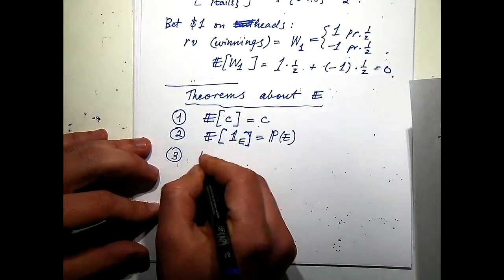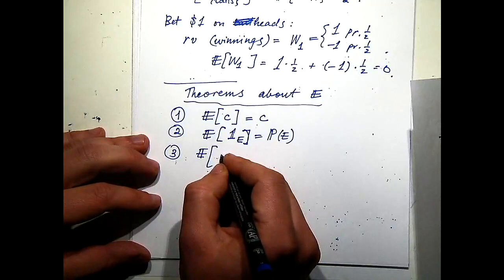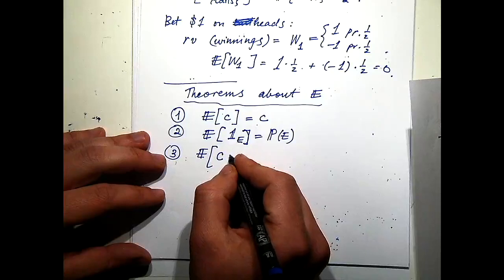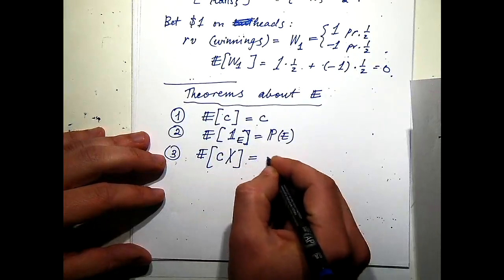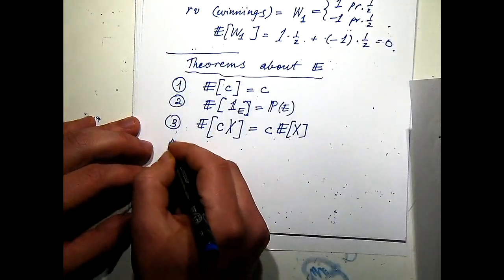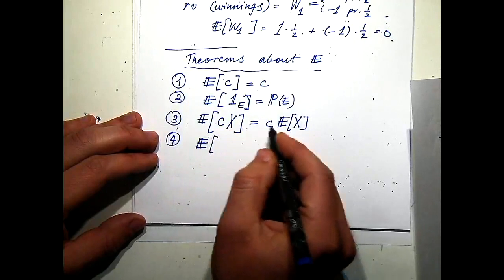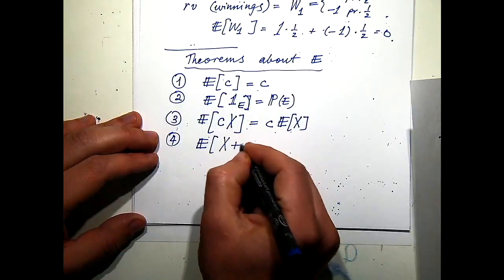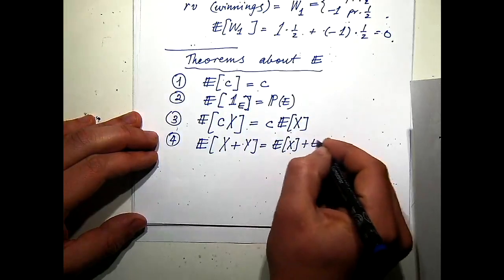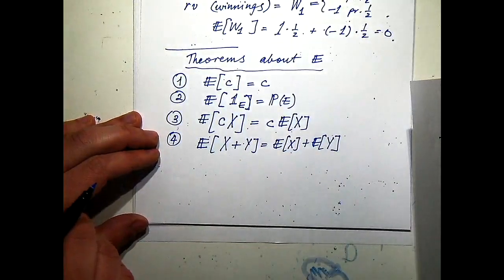If you have the expected value of, so now we're getting into the big ones, a constant times a random variable, it is equal to the constant times the expected value of the random variable. Okay. And 4 will have to be about sums of random variables, and the differences will actually be the same, so I'll just put it in the same. So if you do X plus Y, that's the expected value of X plus the expected value of Y. I can't overstate how important these theorems are. And they seem kind of abstract, but they allow you to solve a lot of problems.